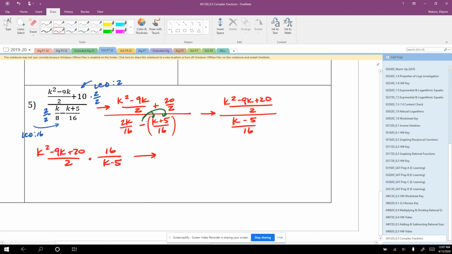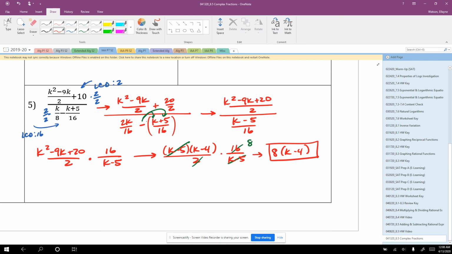All right, now factor. The left term is going to factor to k minus 5 times k minus 4 all over 2. And the right term is already factored. Cancel out common factors, k minus 5. 16 over 2 is going to simplify to just 8. So that leaves us with 8 times k minus 4. And that's all we need to do. And that is our final answer. So hopefully you were able to work through that one. And if not, hopefully it helped by me walking through this.